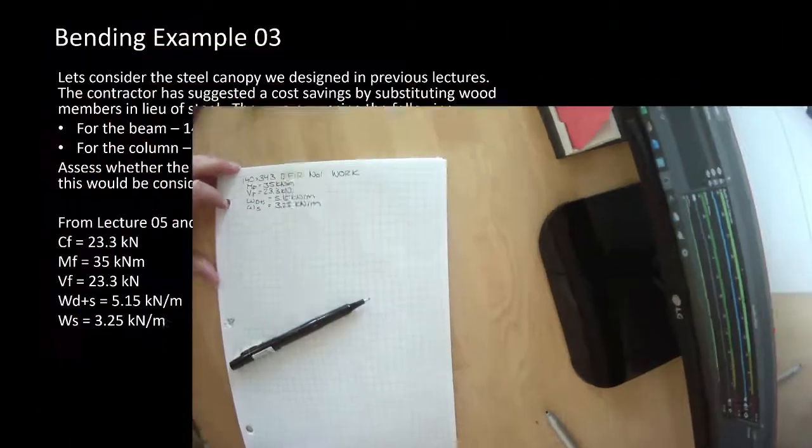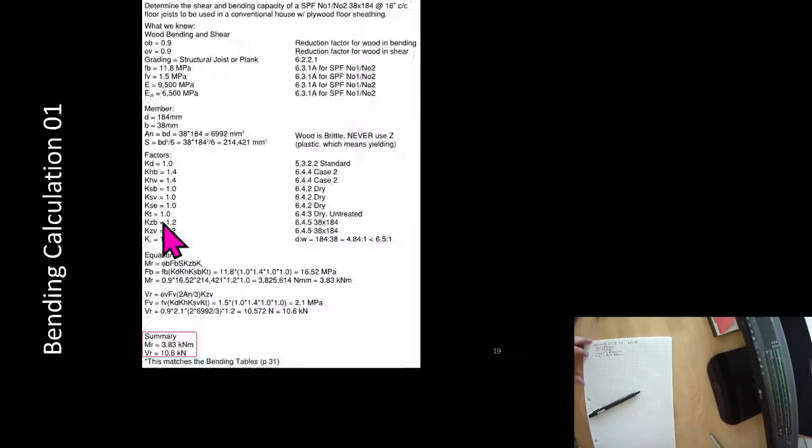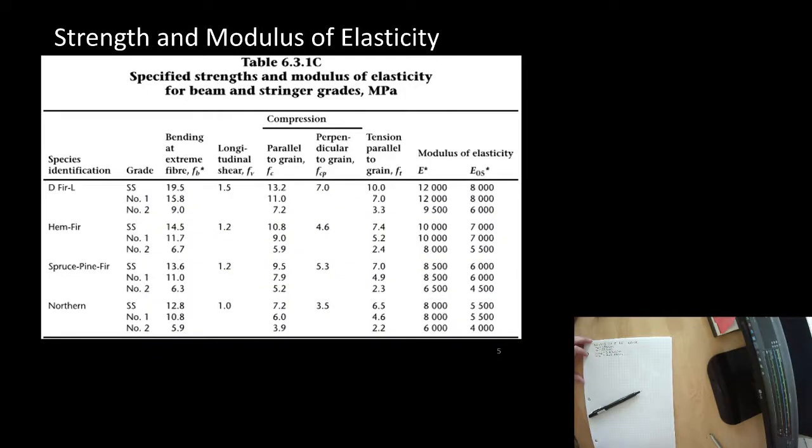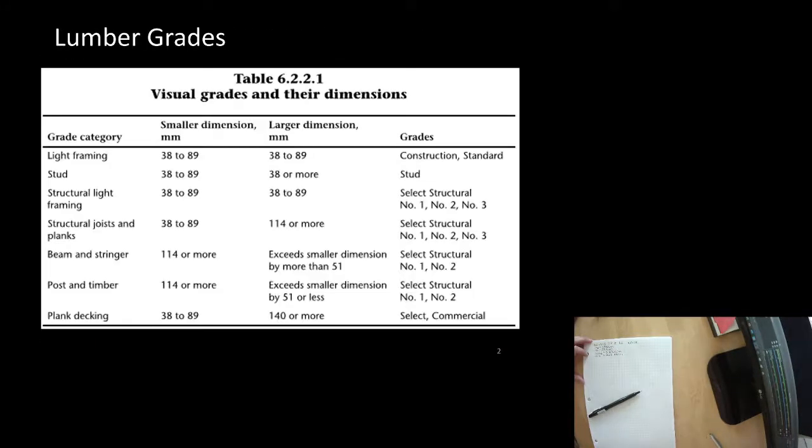So we know that in the past, the very first thing we do is go check and see what we can figure out about our wood. The very first thing we do is figure out what grade category we're in. So our smaller dimension is bigger than all of these. It can only be one of these two categories because our smaller dimension is 140. And our bigger dimension exceeds our smaller dimension by more than 51. That means we're talking about a beam and stringer grade of material. And we have a number 1. So it's true. We've met all of these criteria to fall into this. So we need to use the strength and stiffness requirements from the beam and stringer table.